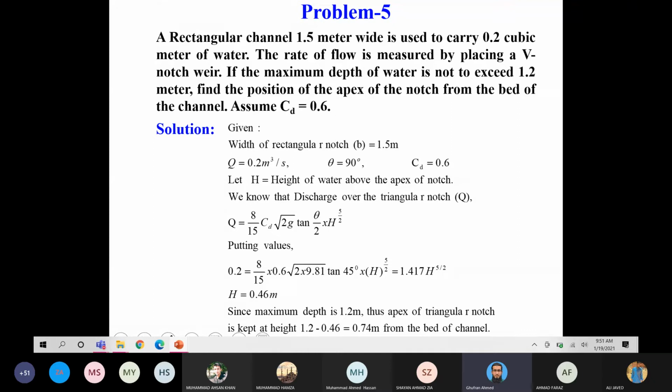अब एक V नॉच है। रेक्टेंगुलर चैनल 1.5 मीटर वाइड इज यूज्ड टू कैरी अ डिस्चार्ज ऑफ 0.2 क्यूबिक मीटर्स ऑफ वाटर, ओके। The rate of the flow is measured by placing a V notch weir. अब इसमें क्या किया हमने? एक V notch लगाई है। The maximum depth of water is not to exceed 1.2 meters. Means iski jo maximum depth hai wo 1.2 meters hai, isse zyada nahi flow ho sakta. Find the position of apex of the notch. Ab ye apex hai, ye se humne find karna hai x.